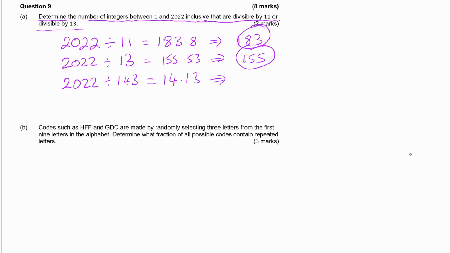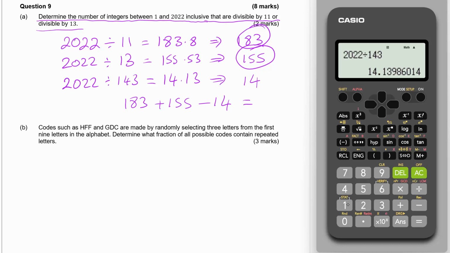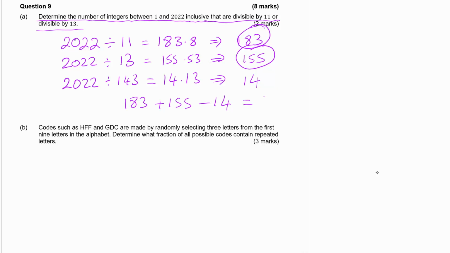And that means 14. So we're going to do the 183, add the 155, take away the 14 that we counted twice by just adding the other two numbers. So 183, add 155, take away 14, gives us 324.